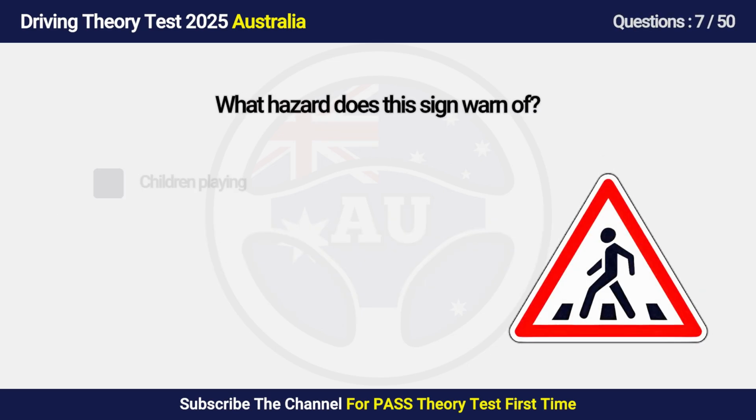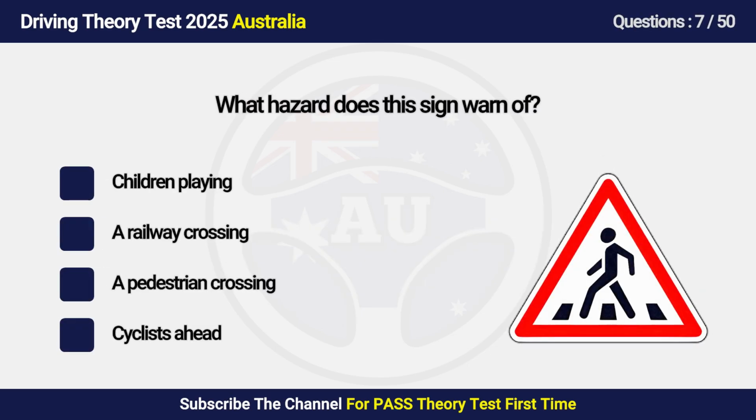Question 7. What hazard does this sign warn of? A. Children playing. B. A railway crossing. C. A pedestrian crossing. D. Cyclists ahead.